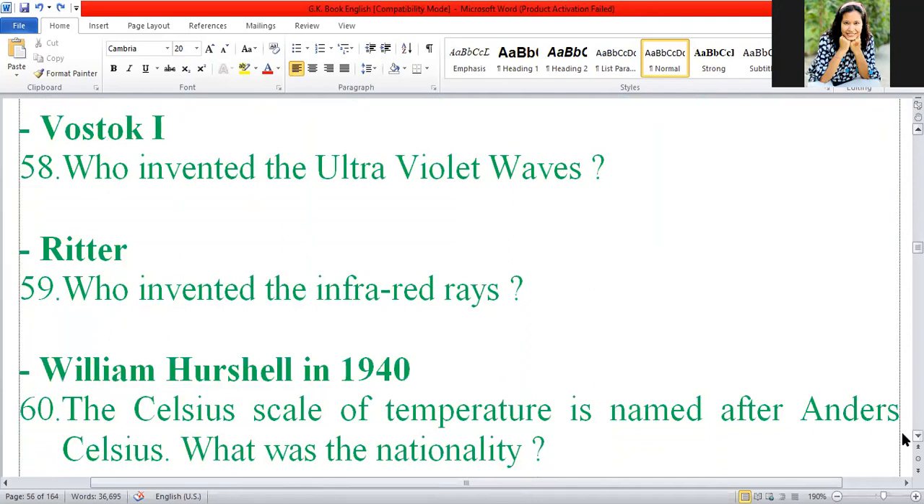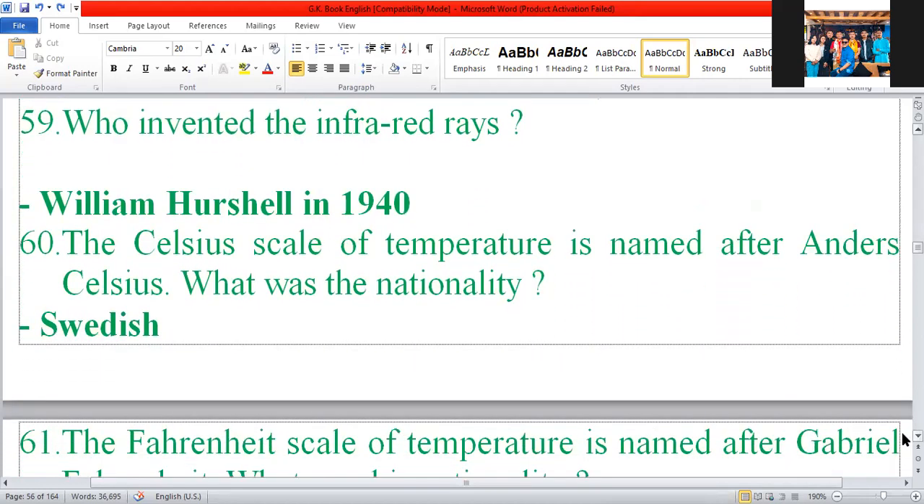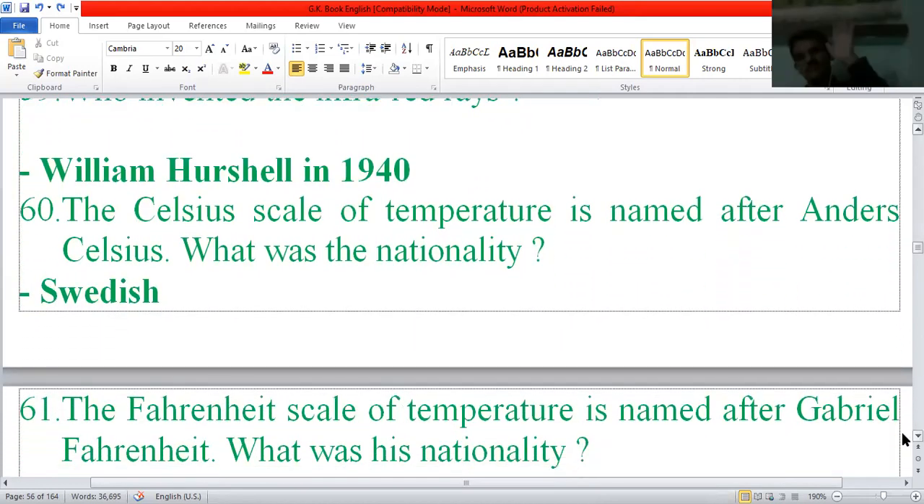This is question number 59. The Celsius scale of temperature is named after Anders Celsius. What was his nationality? And the answer is given. It is written that he was Swedish.